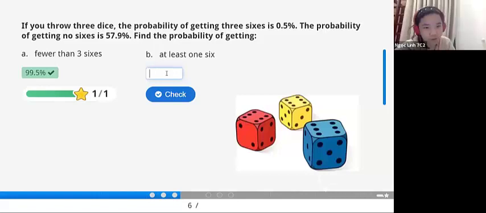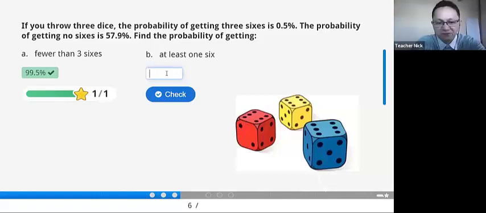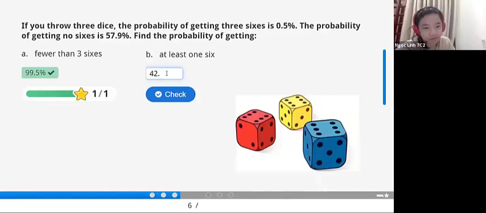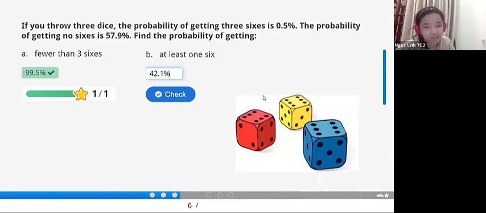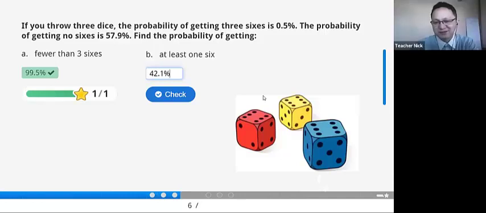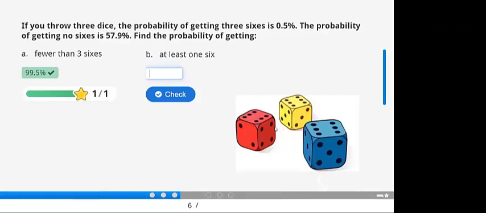What is the probability? I think 42.1. All right, let's see. 42.1, is that percent? Uyen said 42.1%. Oh, it was not you. Maybe you have a different answer. Let's see. Okay, what's your answer, Uyen?